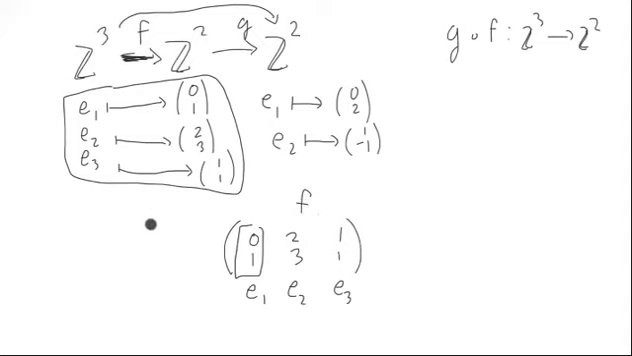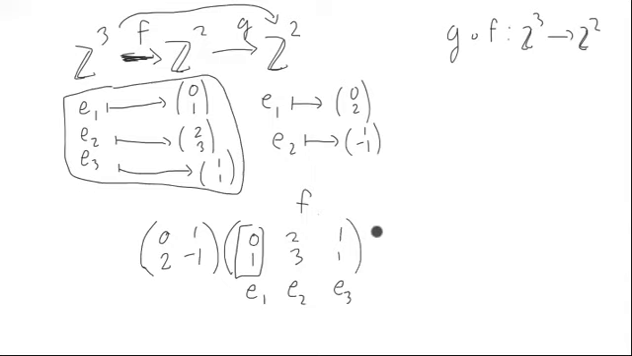Similarly, we can write down a matrix for G. This time we only have 2 basis elements in Z2. And again, the image is in Z2, so it's going to have columns of size 2. So we're going to have 0, 2, and 1, minus 1. How do we represent the composition of these maps?